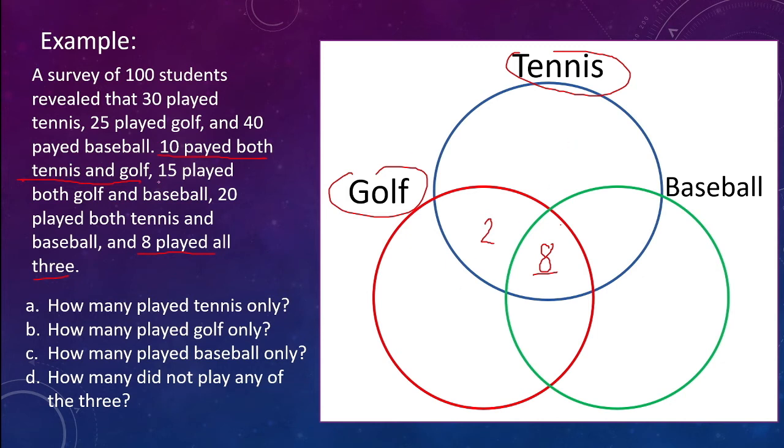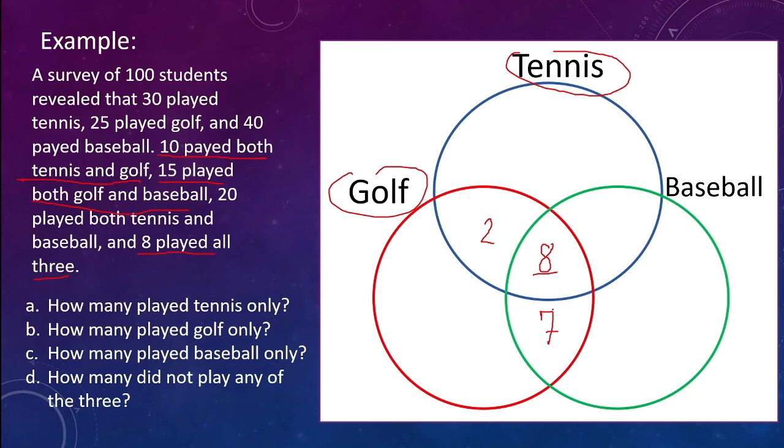Next, we have 15 played both golf and baseball. Let us shade. So, nandito yung intersection ng golf at baseball, yung dalawang circle na yan. So, sabi, 15. So, meron ka na ditong nakalagay na 8. Ilan na lang ang kulang para maging 15? So, we have here 7.